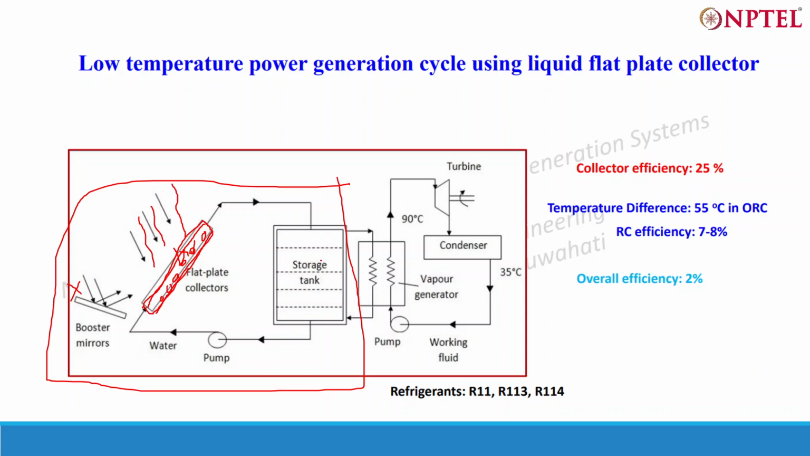Okay, so now we want to use these to produce electricity, but to produce electricity you need to transfer the solar energy you have collected in the fluid to some other fluid that will run through the turbine. So this is basically an ORC, organic Rankine cycle.